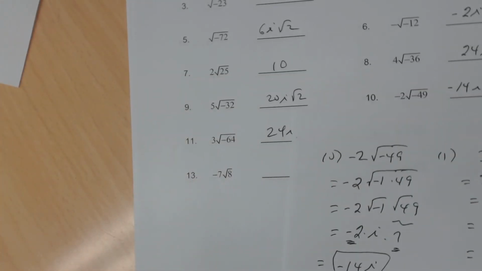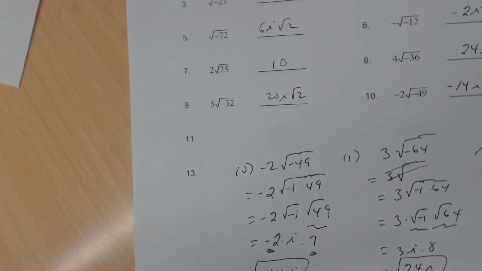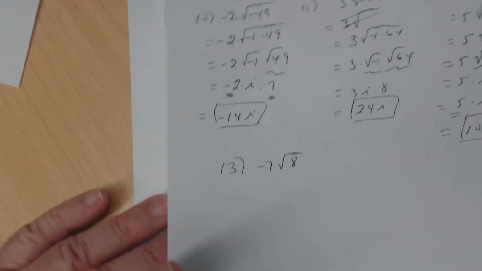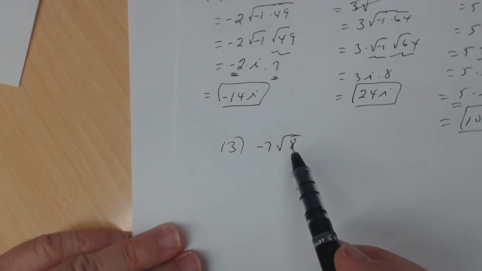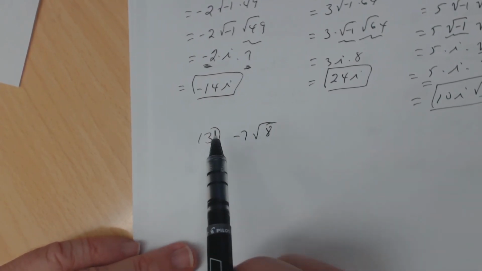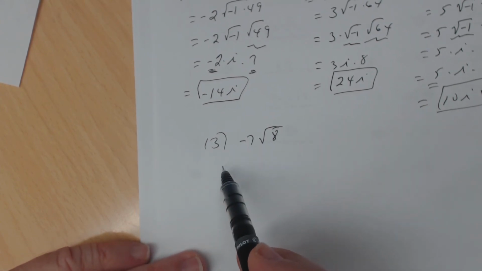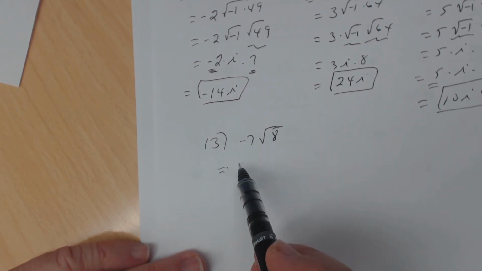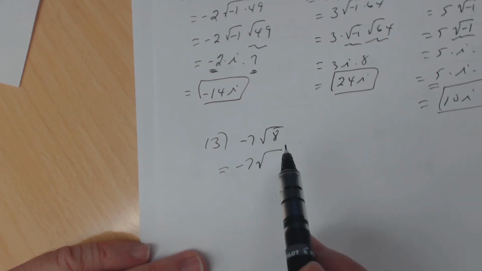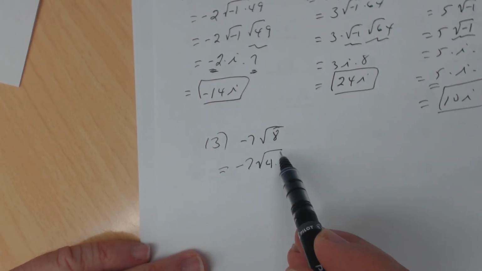Number 13, you have negative 7 square root of 8. Negative 7 square root of 8. So notice that I'm taking the square root of a positive number, so I'm not going to have that imaginary unit. So it's not going to be an imaginary number. All right, so I get negative 7, and then the perfect square that goes into 8 is 4. So I get 4 times 2.